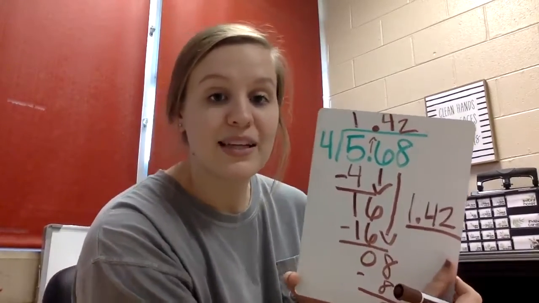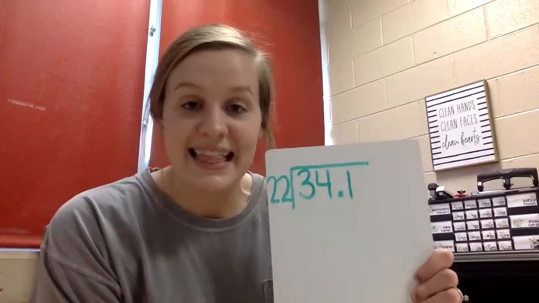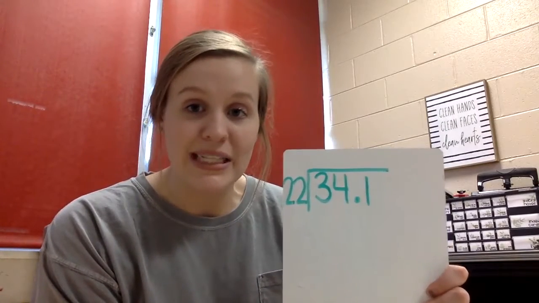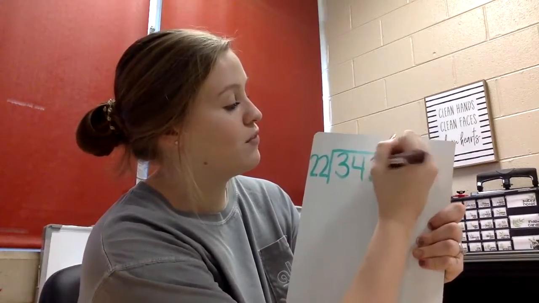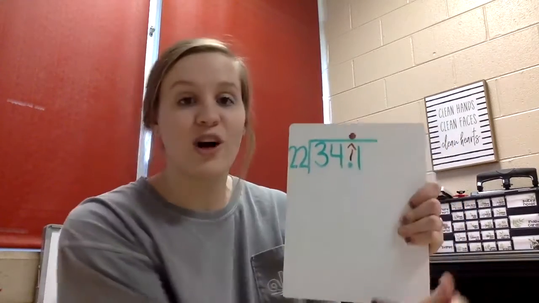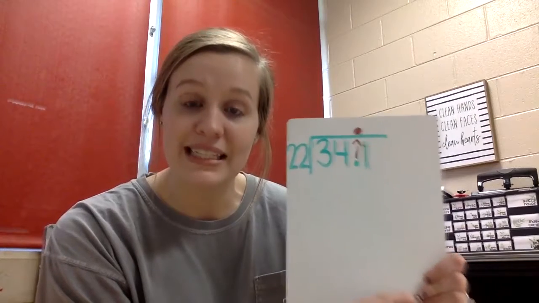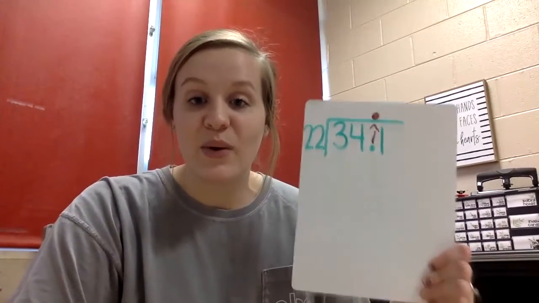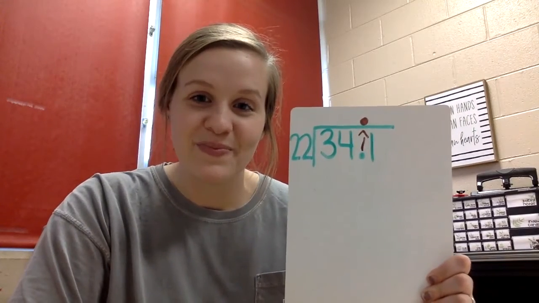So we are going to do this next one together. We have 34 and 1/10 divided by 22. Just like our last problem, it's already set up in the house for us. We're going to take that decimal straight up to the roof before we do anything else because we don't want to forget about it. And I want you to go ahead right now and pause this video so that you are able to work this problem out and then come back and see if you got it correct.